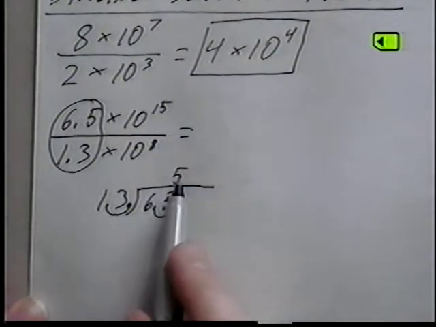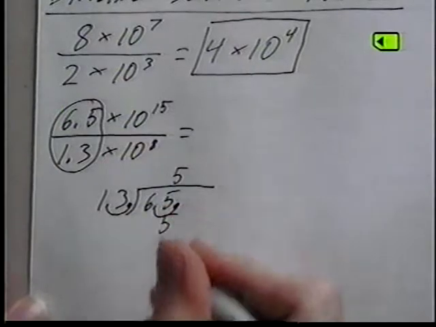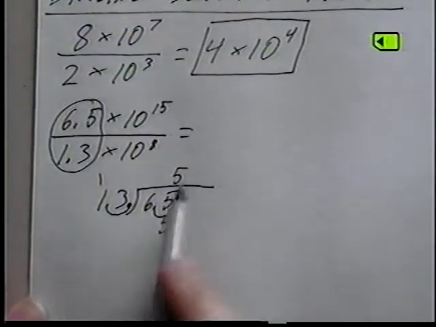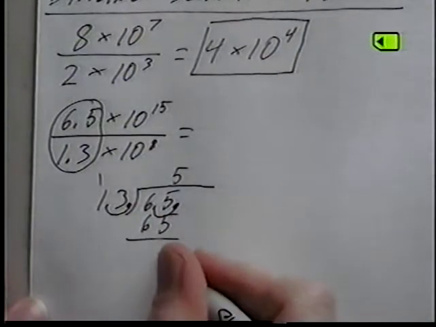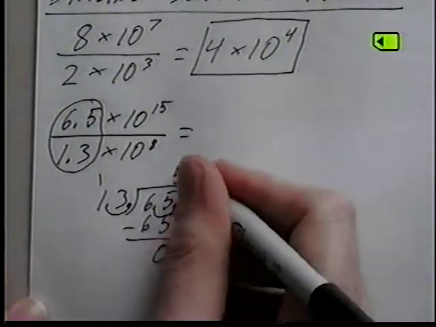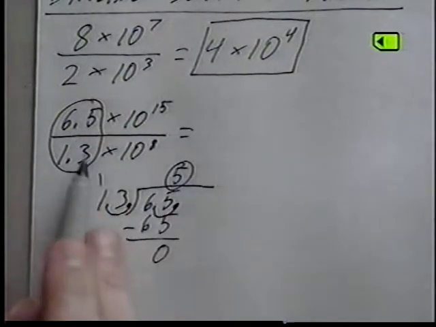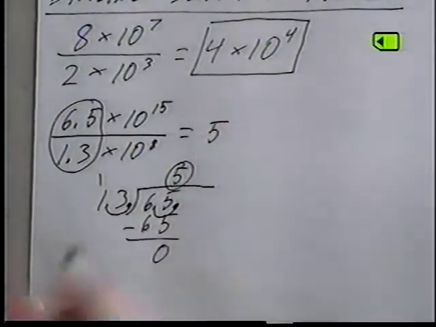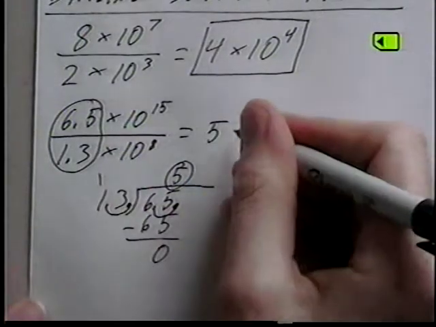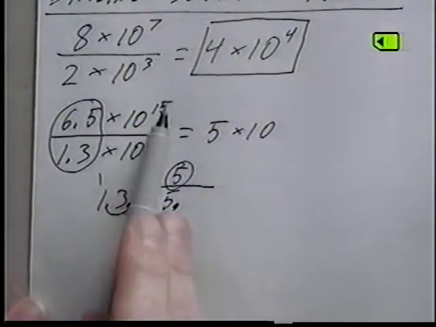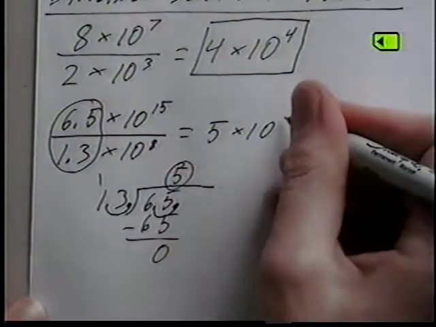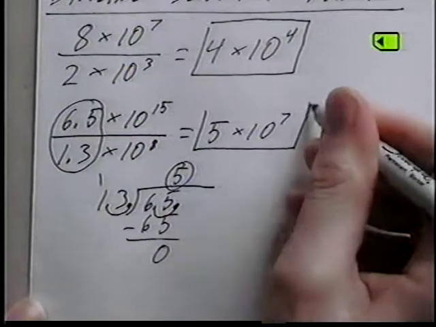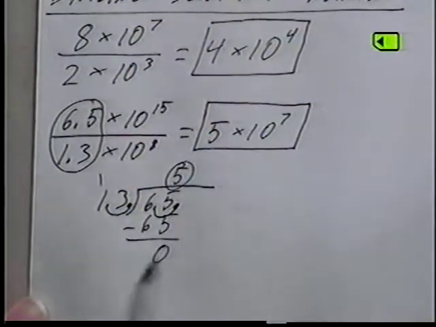Goes in 5 times. Multiply 5 times 3, that's 15. Carry the 1. 5 times 1 plus 1 is 6. Equals 65. Subtract those. So when you divide, the answer would be 5. So up here we can put a 5. We still have times 10. And the exponents, you subtract. 15 minus 8 would be 7. So our final answer, one number in scientific notation, is 5 times 10 to the 7th power.